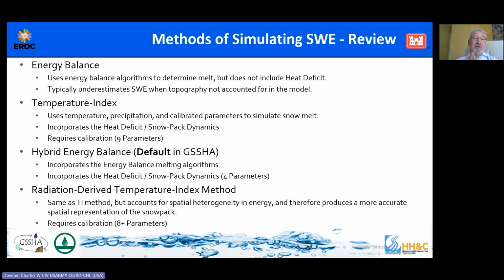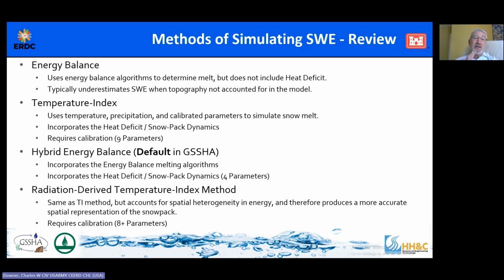It just automatically will run. The temperature index uses temperature, precipitation, and then a slew of calibrated parameters to simulate the snow melt. And it does incorporate the heat deficit and snowpack dynamics, but it requires calibrating 9 parameters. That's a lot of parameters. If you had snowpack measurements, it would not be that bad. But if you're using, say, stream flow, then you've already got all these parameters for everything else. So if you throw 9 more on top of it, you've got kind of a mess.